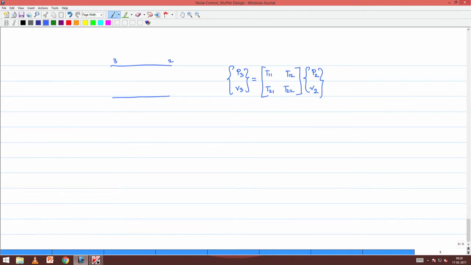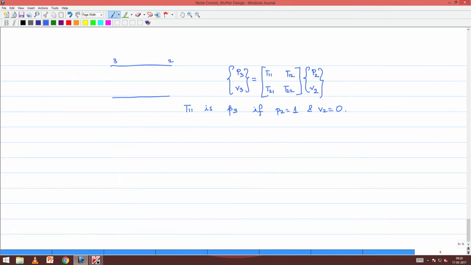So, towards this end we realize that T11 is equals to P3 if P2 equals to 1 and V2 equals to 0, right. If you put P2 equals to 1 and V2 equals to 0, you will get P3 is equals to T11, right. Similarly, V3 will be equals to T21 if P2 is equals to 1 and V2 is equals to 0, right. So, in other words, if we are able to solve in our usual plane wave analysis or using finite element method or what not, that with this boundary condition that P2 equals to 1 and V2 equals to 0, whatever pressure and velocity we get at station 3 is basically our quantities T11 and T21, right.